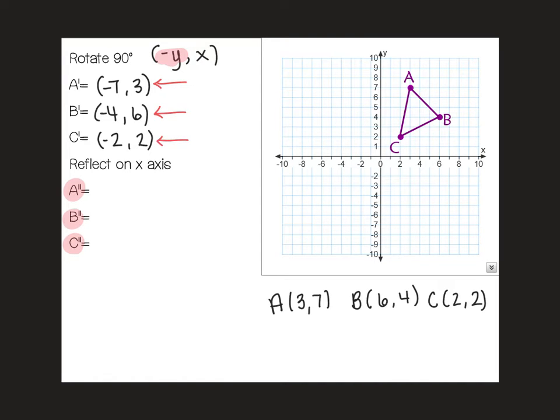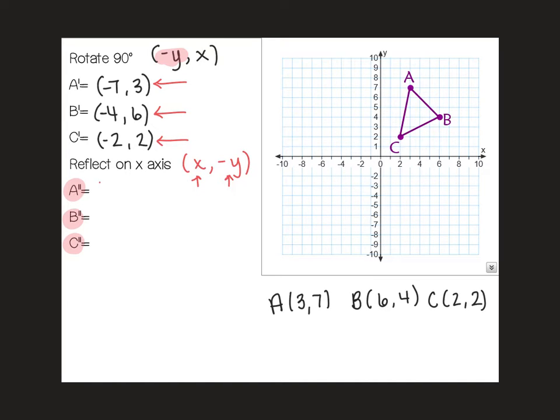So I'm going from my first transformation. So this time I'm reflecting over the x-axis. You are more than welcome to put it on the graph and count, but I'm just going to use the rule. And so when we reflect over the x-axis, the x value stays the same, the y value changes, and notice that they stay in the original spots.